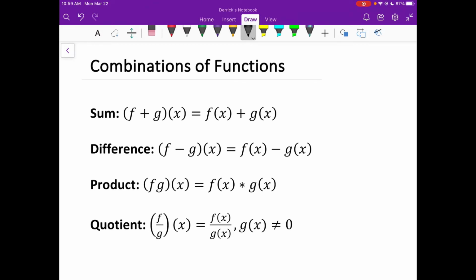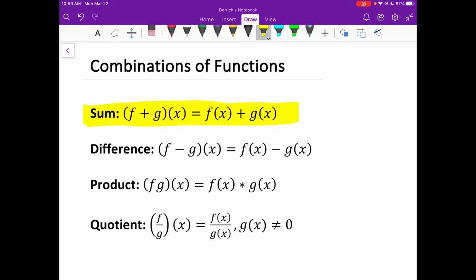So, as you can see, with our first combination, a sum, that means if I give you an f of x function and a g of x function, I'm going to ask you to take those two and add them together. Same addition rules as we've always had, so you're basically just going to be combining like terms.